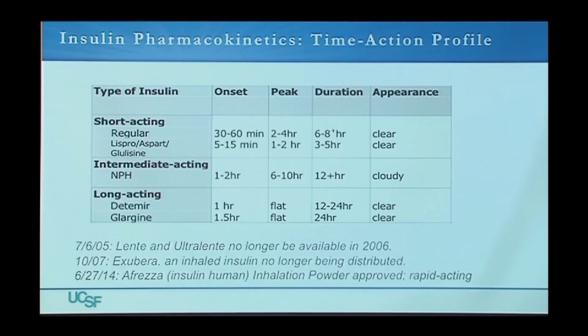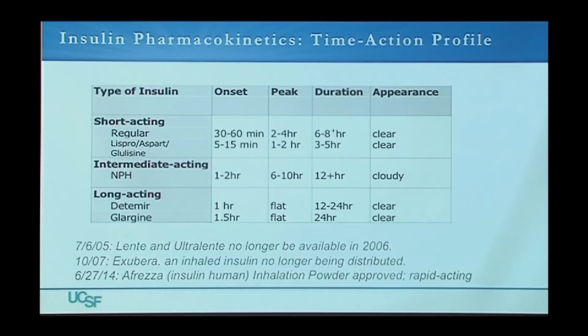Now, just on June 27th, so I had to update my slide, an inhaled insulin became available. I'm not 100% sure how to pronounce it, but I've heard it pronounced as Afrezza. You can't get it yet. We actually had another inhaled insulin that another company made several years ago. It stopped being distributed because nobody used it.